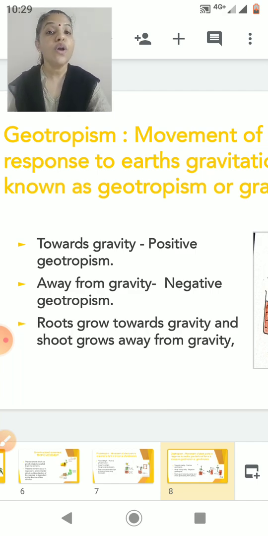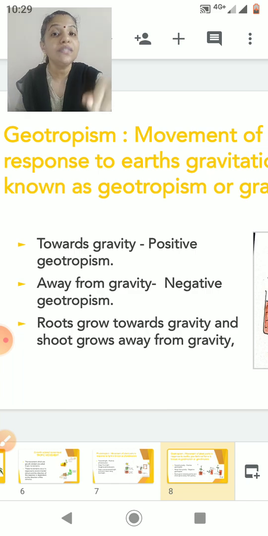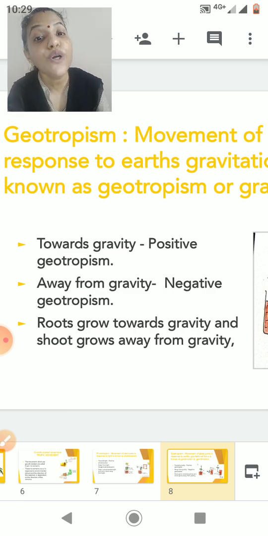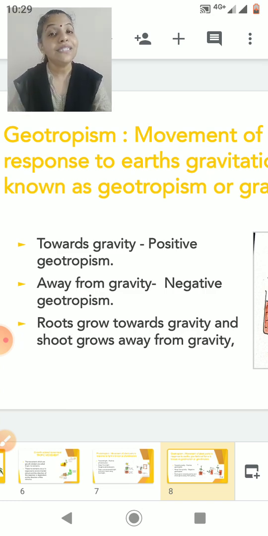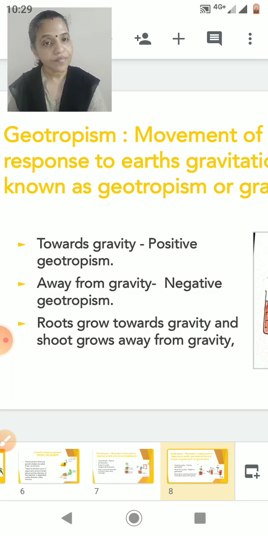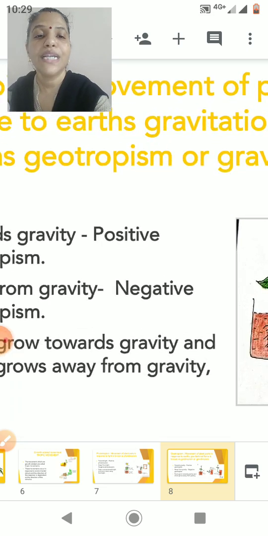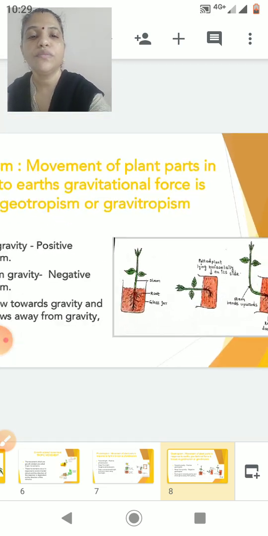Now, roots always tend to move towards gravity. Since the roots are moving towards the gravity, it is positively geotropic. Whereas the stem will never move towards the gravity or the soil. So, the stem or the shoot is negatively geotropic. Is that clear? Now, let's discuss what's there in the picture.